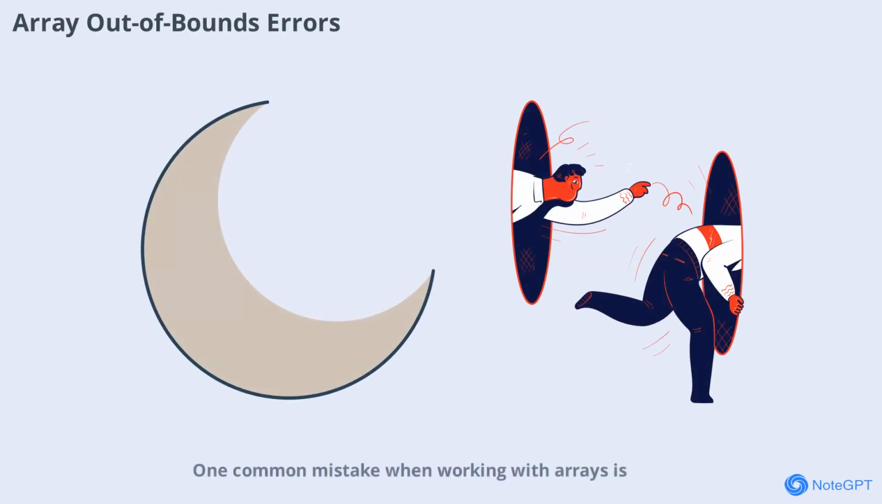One common mistake when working with arrays is accessing an index that's outside the valid range. This is called an out-of-bounds error. In some languages, this causes a crash or exception. In others, it may lead to unpredictable behavior. Always check the array's length before accessing elements to prevent these errors and keep your programs running smoothly.